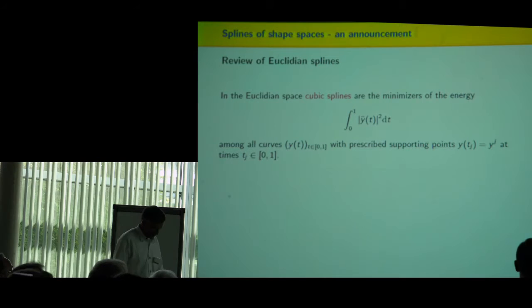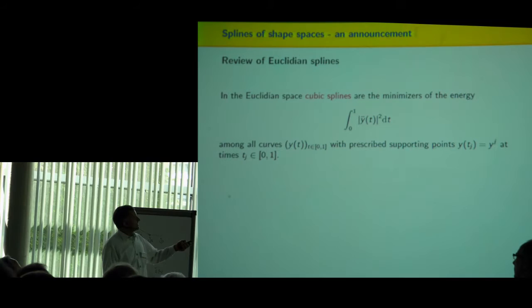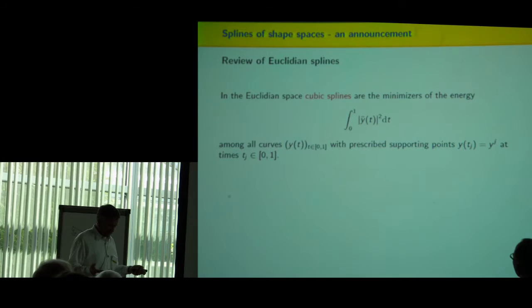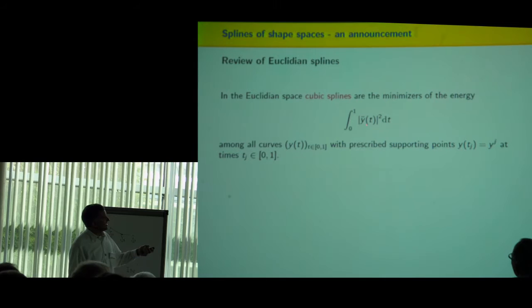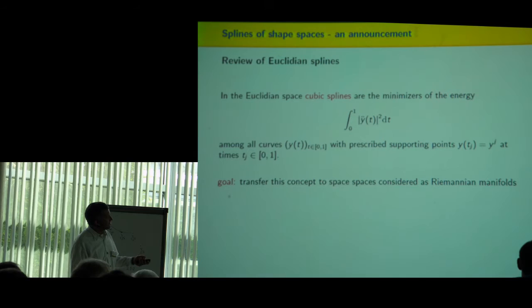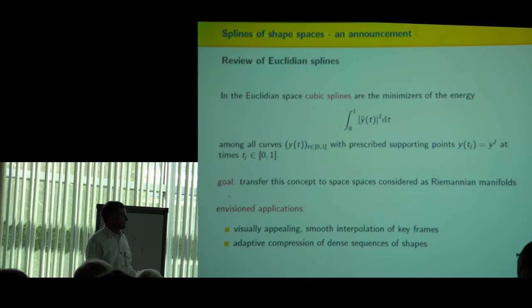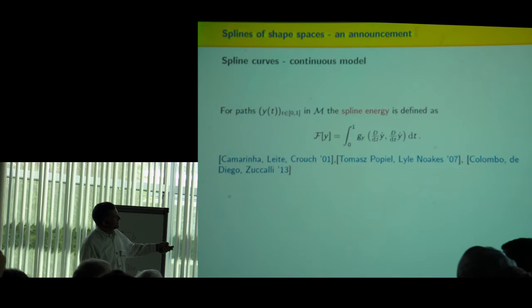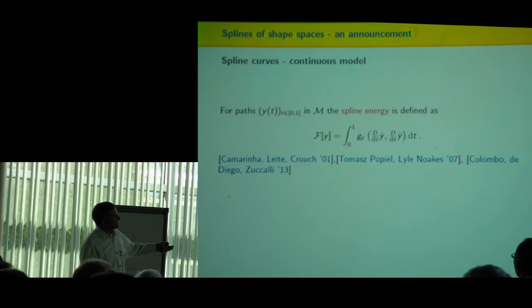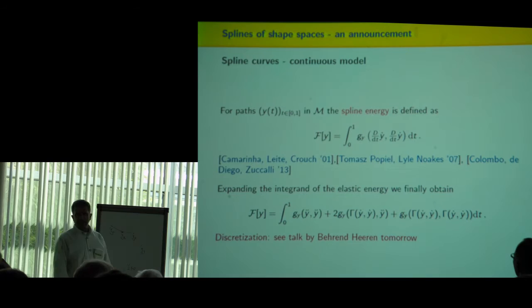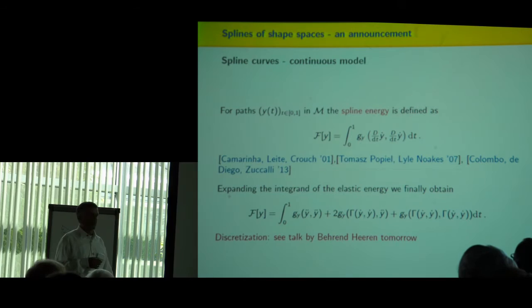And finally, and I will make this very brief, what we can also do is we can compute splines on Riemannian manifolds. Splines are in the Euclidean case known as minimizers of this energy by de Boor, with given support points, and we can transfer this energy here to get visually appealing smooth interpolation of keyframes, adaptive compression of dense sequences of shapes by looking at this energy here. Here are the material derivatives of the motion velocities. This is the counterpart of the second derivatives in the Euclidean case. And for the discretization, I would like to give a link to Bernd Heeren's talk tomorrow morning.